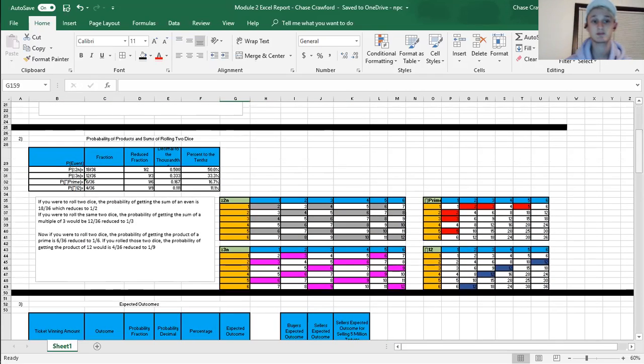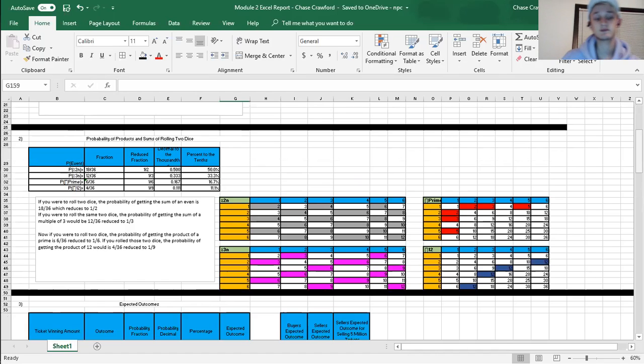Now, number two, the probability of product sums of rolling two dice. Based on all my data that you can see, the color coded, the probability of the sum of an even number or multiple of 3, the product of a prime number or 12. If you were to roll two dice, the probability of getting the sum of an even number would be 18 over 36, which reduces to 1/2. And if you were to roll the same two dice, the probability of getting the sum of a multiple of 3 would be 12 over 36, reduced to 1/3.